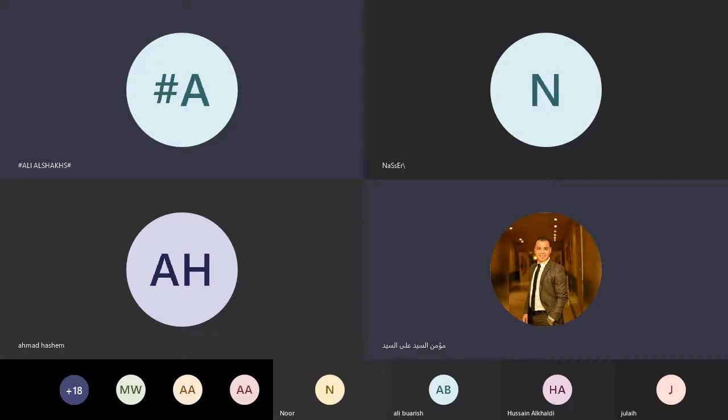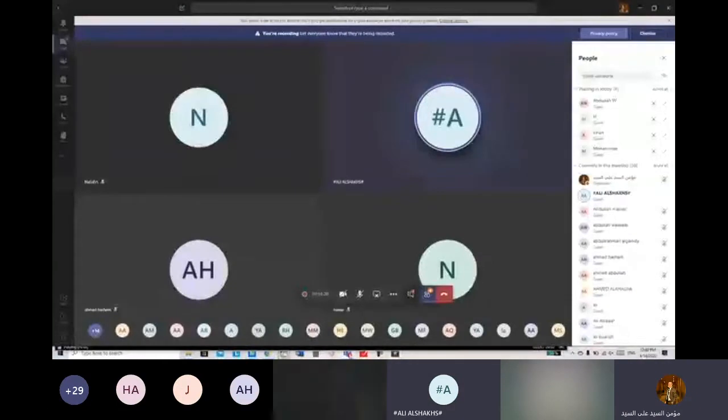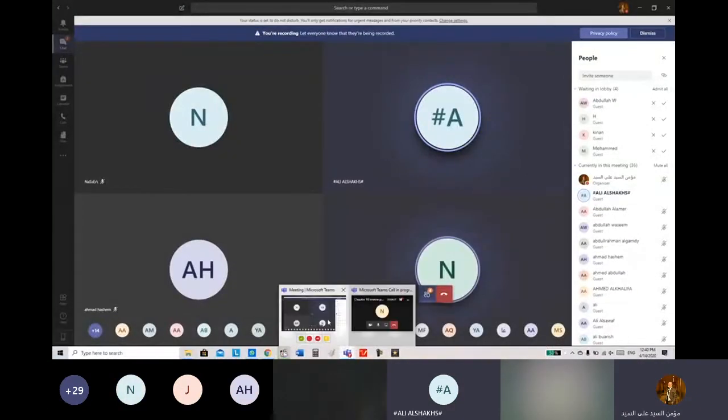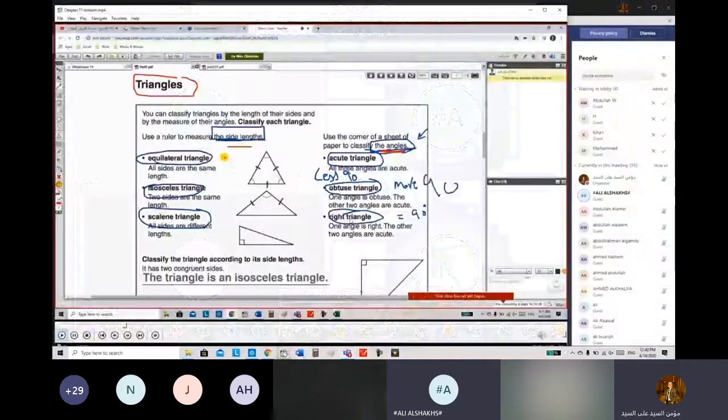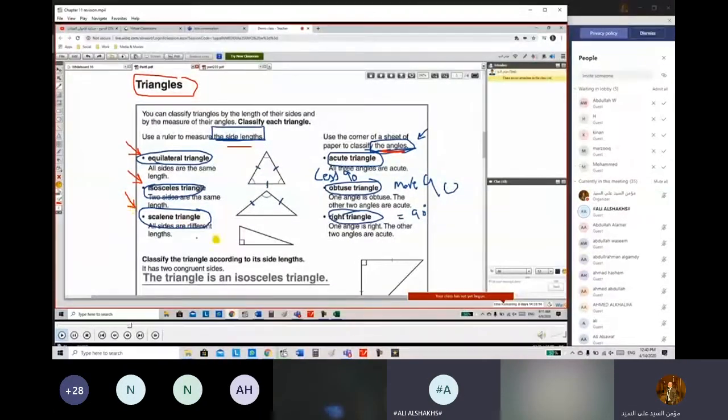We want here to classify triangles according to side length. We have three types of triangles: equilateral triangle, if we have three sides equal; isosceles triangle, if we have two sides equal; and scalene triangle, if we have no sides equal.